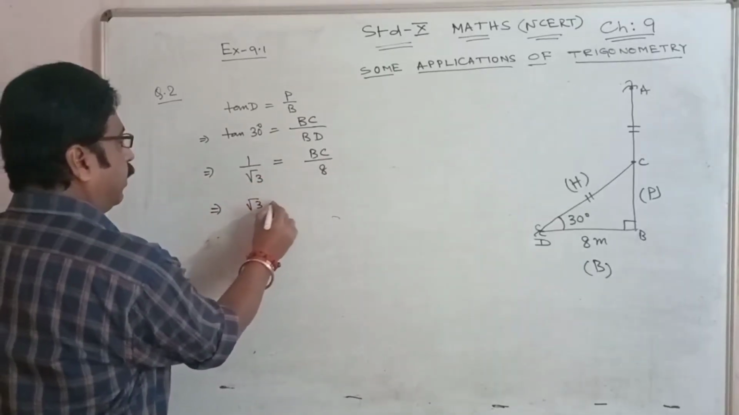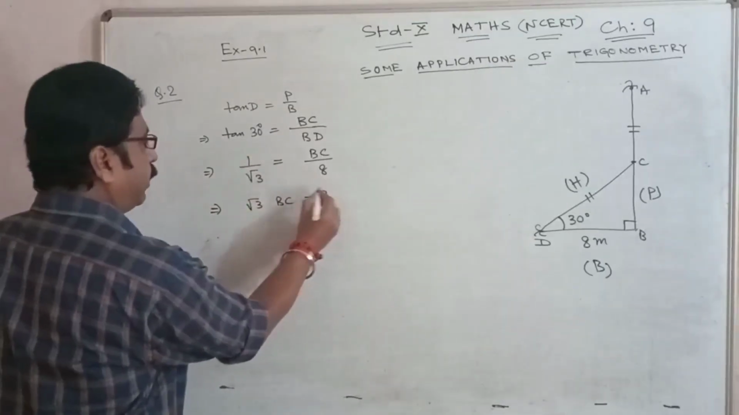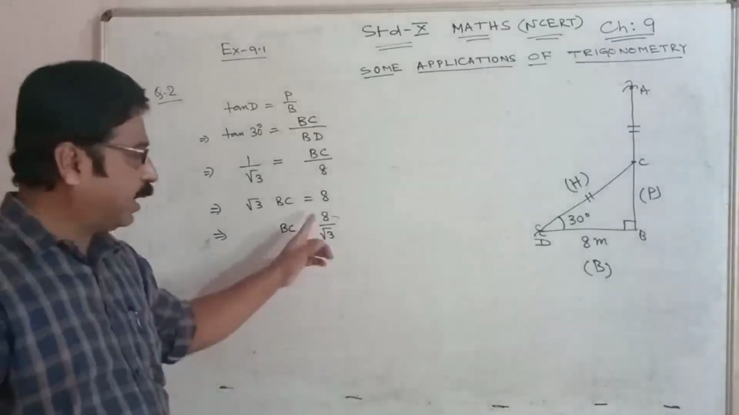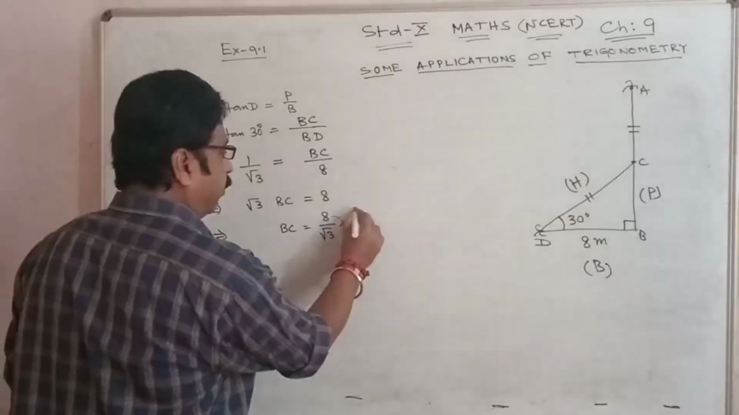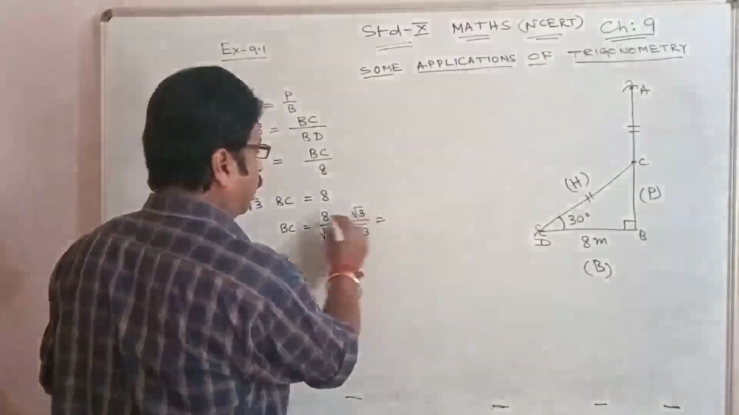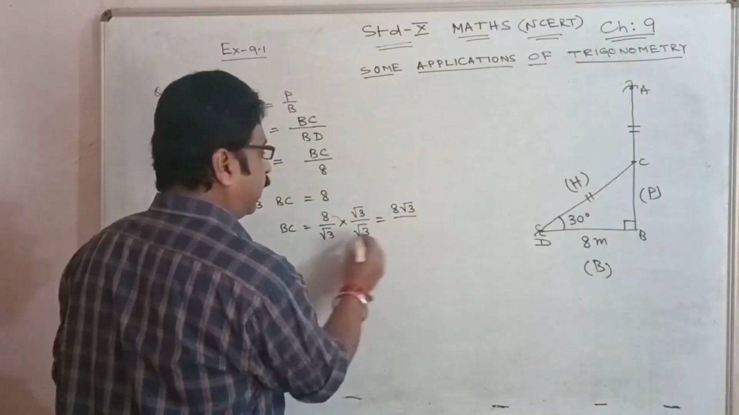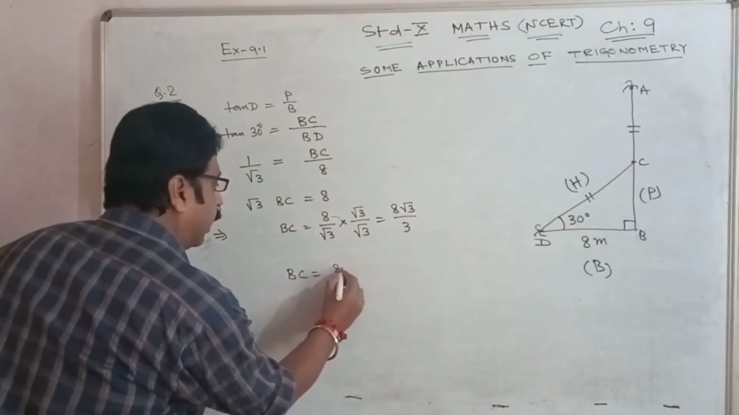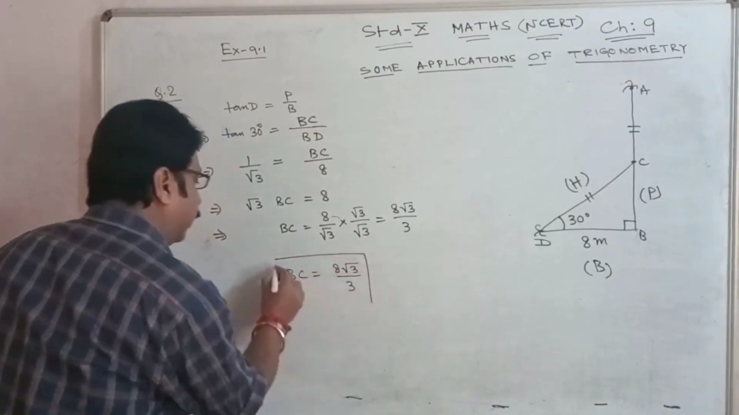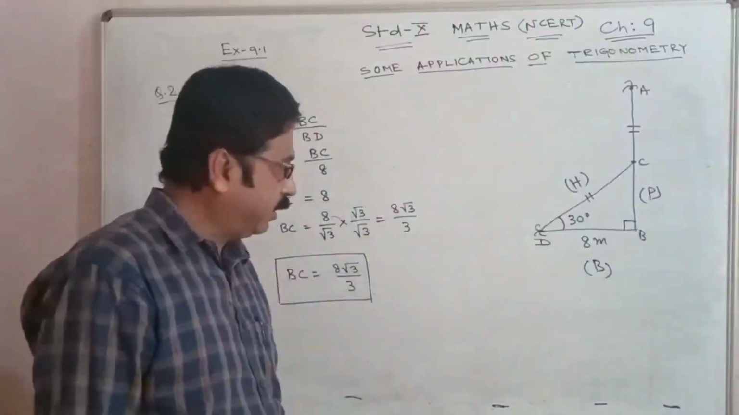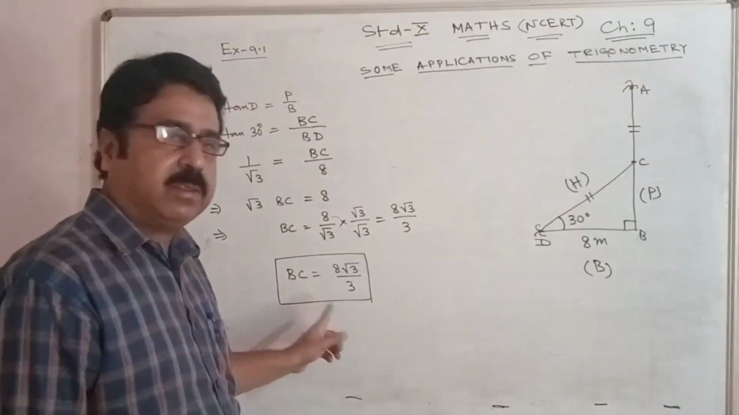Cross multiplication, root 3 into BC, it will be 8 into 1, 8. That means BC will be 8 upon root 3. If we want to rationalize this, we have to multiply by root 3 upon root 3. Now, root 3 into root 3 is 3. Upper part will be 8 root 3 and denominator will be 3. So, what value we got for BC? BC is 8 root 3 upon 3. Base upon hypotenuse we can use this, or perpendicular upon hypotenuse also we can use, because perpendicular is known now.